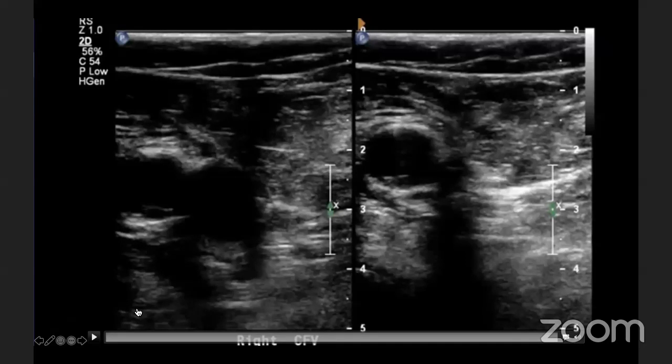This is a short clip about performing a reflux assessment. We will go through this short clip, and then we will carry on for the last 5 or 10 minutes.